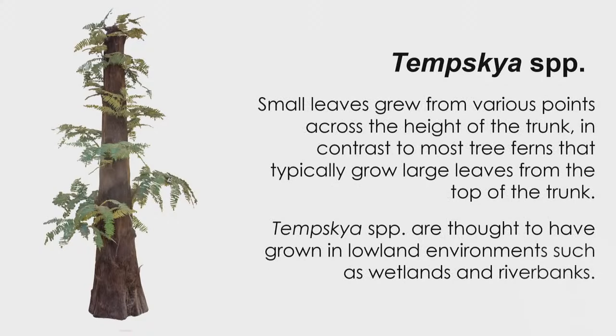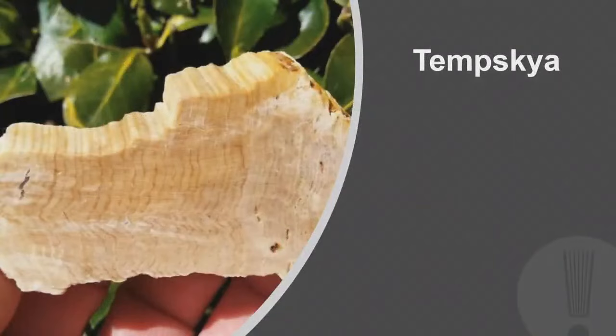And these small leaves grew from various points along the height of the trunk, in contrast with most tree ferns that typically grew large leaves from the top of the trunk. They're thought to have grown in lowland environments such as wetlands and riverbanks. And this is a picture of one of those specimens that I have up here on this table in front of me. You're welcome to come take a look at it. Here's a little close-up view. And these are from the northwest part of the United States.